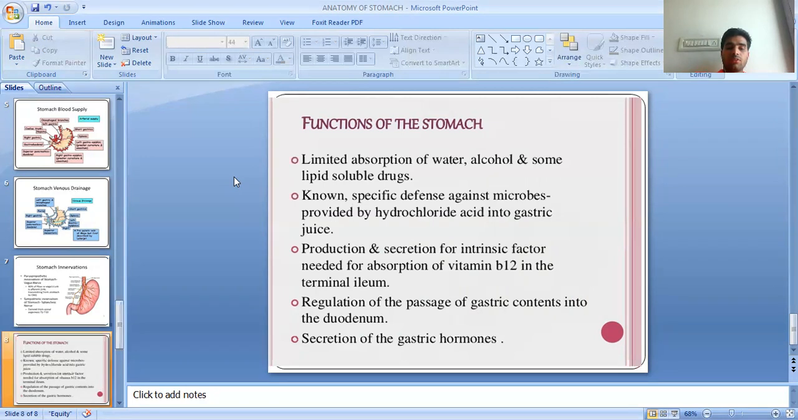Students, this is all about the anatomy and physiology of the stomach.